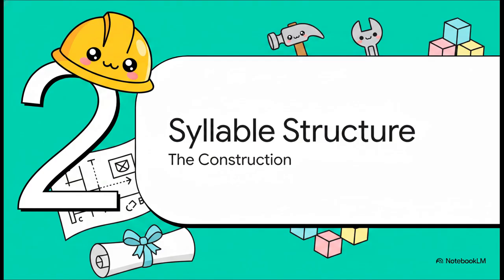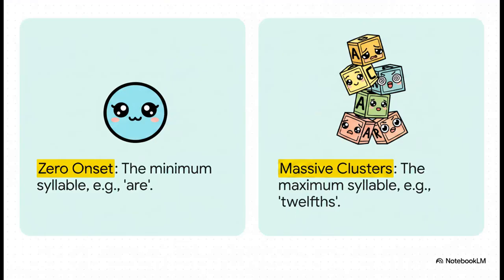Moving right along to part 2, structure of the syllable, the construction. With our blueprint in hand, let's put on our hard hats, head to the construction site, and see how English actually assembles these sounds piece by piece. The sheer extremes of English phonotactics are wild. On one end of the spectrum, we have the minimum syllable, a single vowel in isolation. Think of words like are or or. We call this a zero onset and zero coda. It's literally just the peak.